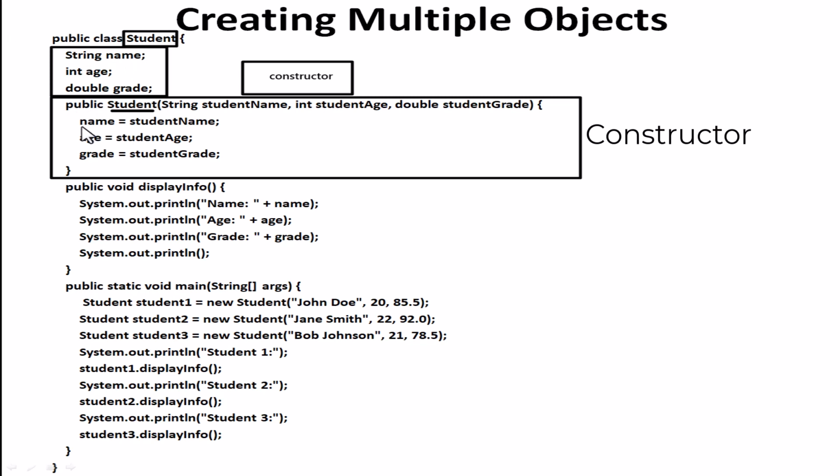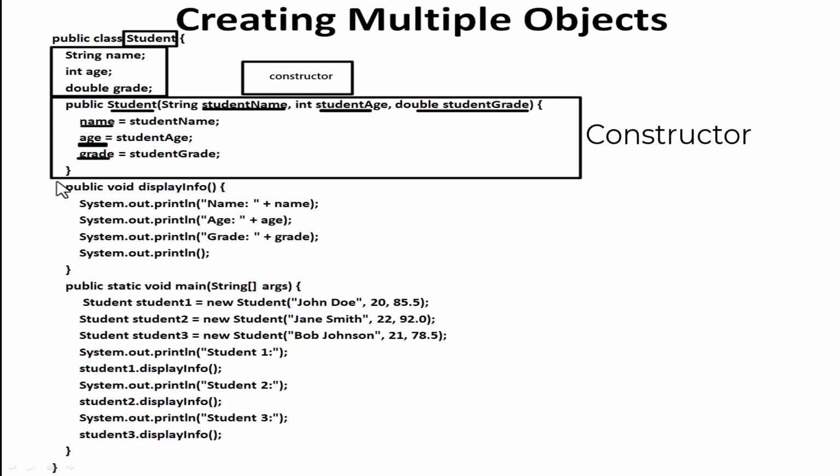Now here name equals student name, which is passed by the user. Next student age, student grade. The three parameters it is accepting as arguments. Age: whatever the user is going to pass as the arguments will be set.